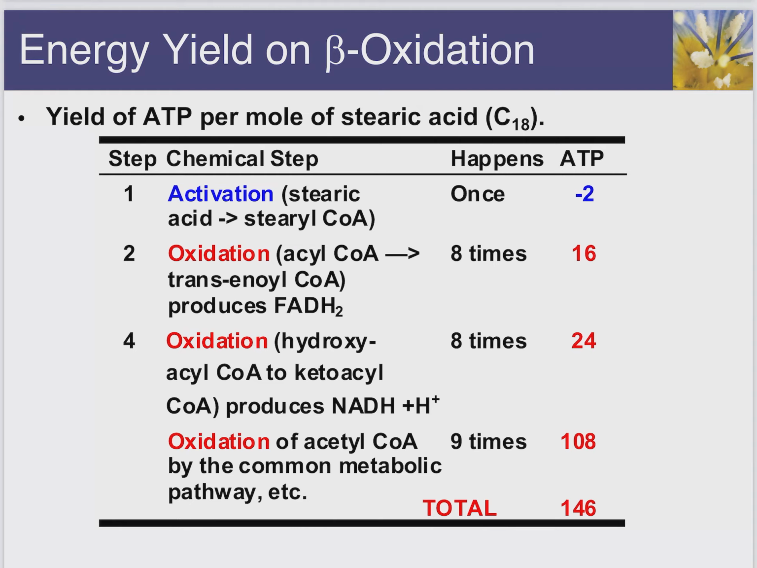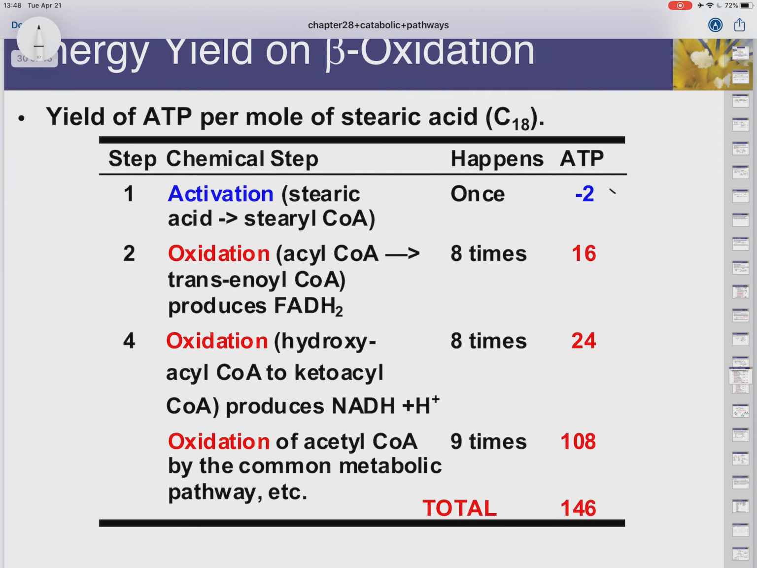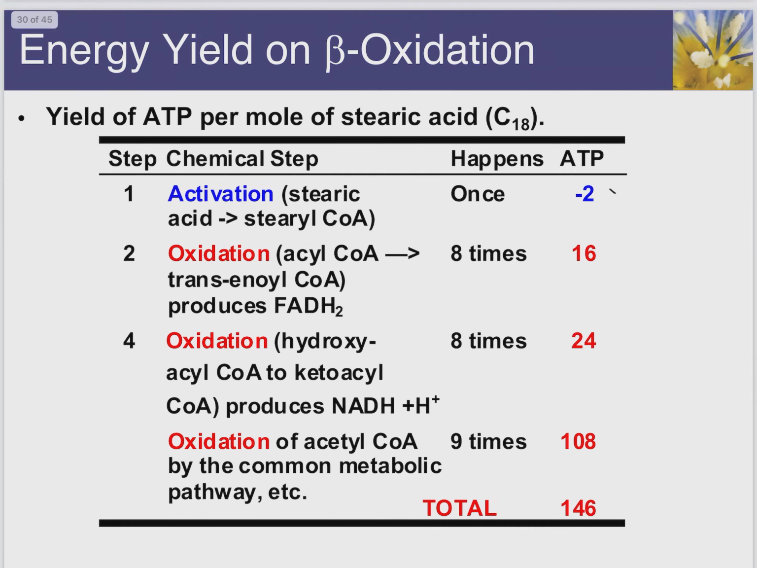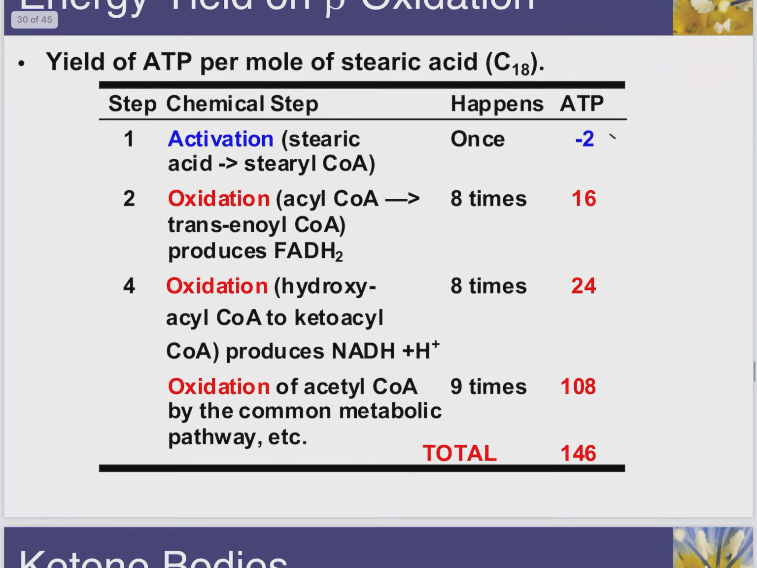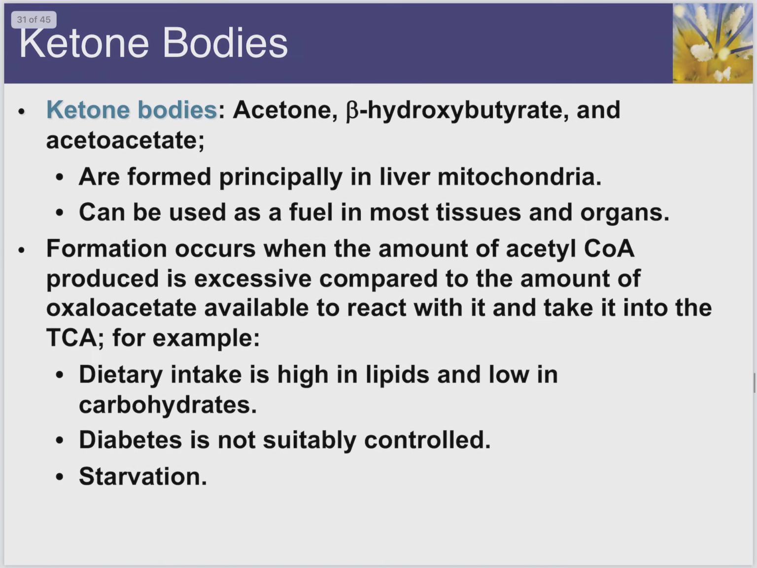So 36 for glycolysis, 36 for glucose metabolism or carbohydrate metabolism, 146 for fatty acids. That's per mole of stearic acid, and this isn't even counting any glycerol, right? Glycerol entered into glycolysis at a different step. This is just the fatty acid part. Stearic has 18 carbons, 2 to prime it, and then all of those given off during each of those steps, all those FADH2s and NADHs. So that's fatty acid metabolism.